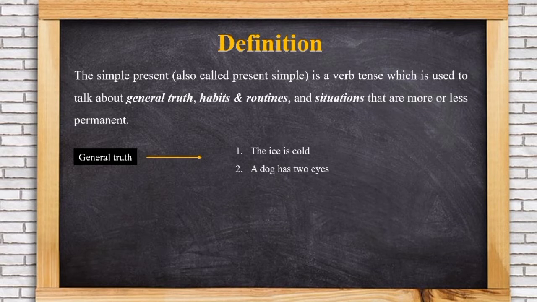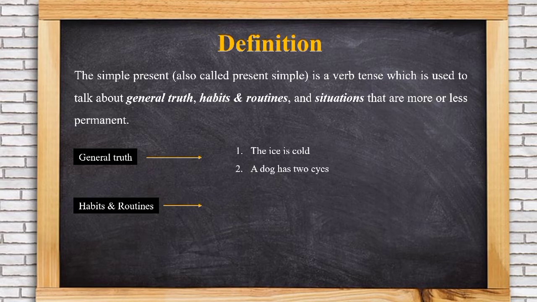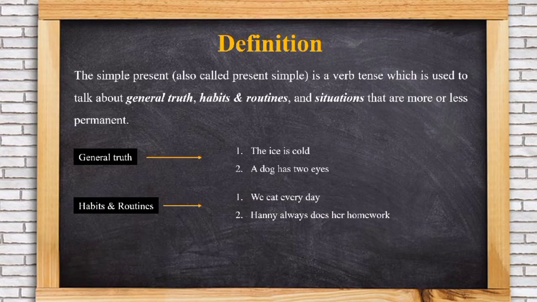As you can see here, the first sentence and the second sentence use simple present tense because they show the facts. Okay, for the next one is habits and routines. The example of habits and routines: number 1, we eat every day. Number 2, Honey always does her homework. The first sentence and the second sentence use simple present tense because they show habits and routines.